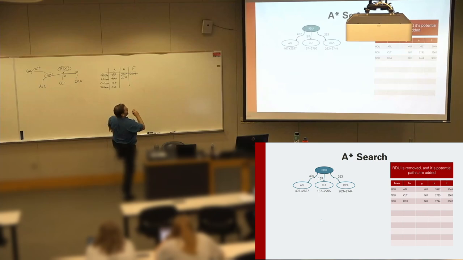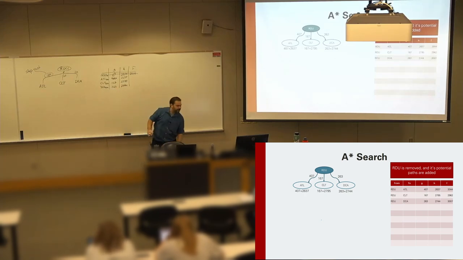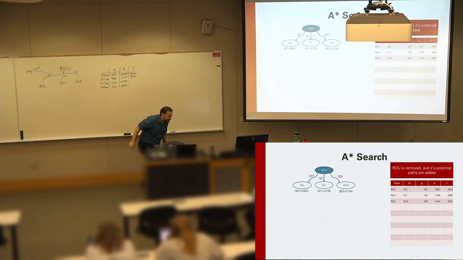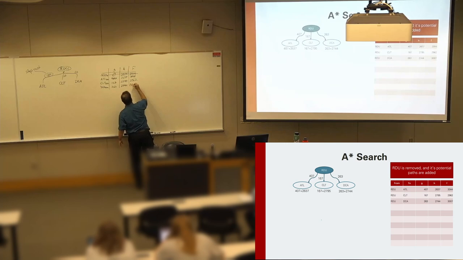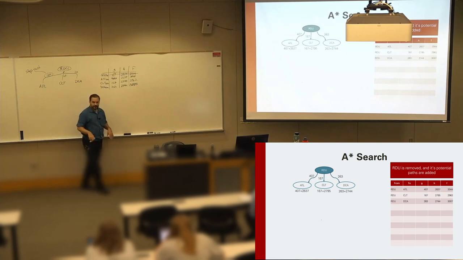2637, 2795, and 2744, which will turn into 3044. 2962 and 3007. All right. I've just written a whole bunch of stuff on the whiteboard.